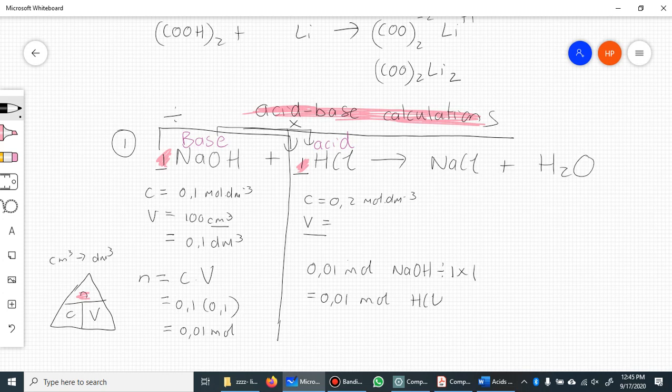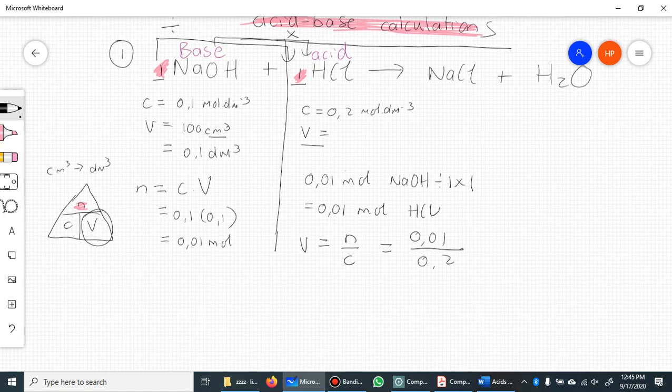Then I can go, okay, now I'm looking for the volume. So now volume is my unknown. Volume is mole over concentration, which is 0.01 divided by the concentration, which is 0.2. And if I put that into my calculator, I end up getting a value of 0.05 decimeters cubed, because decimeter cubed is the SI unit. So if I get the answer, it's also going to be in the SI unit, which is decimeter cubed. So I would need 0.05 decimeter cubed of hydrochloric acid to neutralize this base, the sodium hydroxide base.